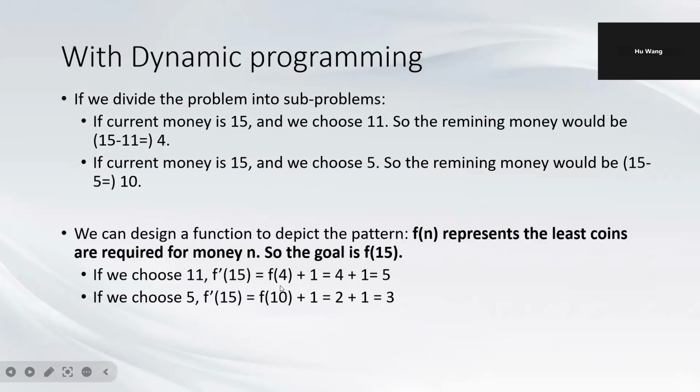So we can design a function to depict the pattern. F(n) represents the least number of coins required for money n. So our final goal is F(15). I put the prime here, meaning it's not the optimal option, just an option. So F'(15) equals 5, because F(4), as I mentioned, is 4, and F(4) plus 1, where this 1 is the choice of the current state. And for the other option, 2 plus 1 is 3.